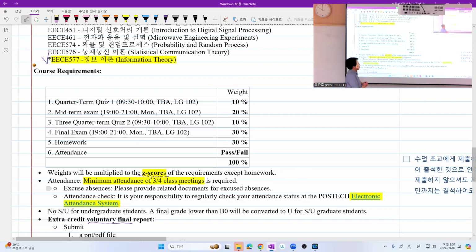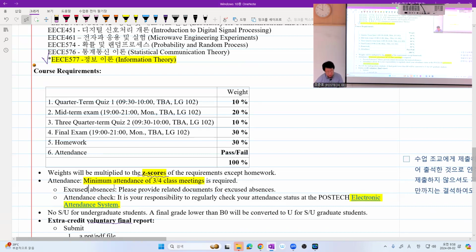What does that mean? For example, if your absence goes over 1/4, then I cannot give you any other grade than F. Got it? It's school regulation. However, there are sometimes you have to be absent due to excusable reasons. That is termed as excused absence. In that case, you submit relevant documents to me and my TA. Then I will log in to the post-tag electronic attendance system and correct your absence to presence.